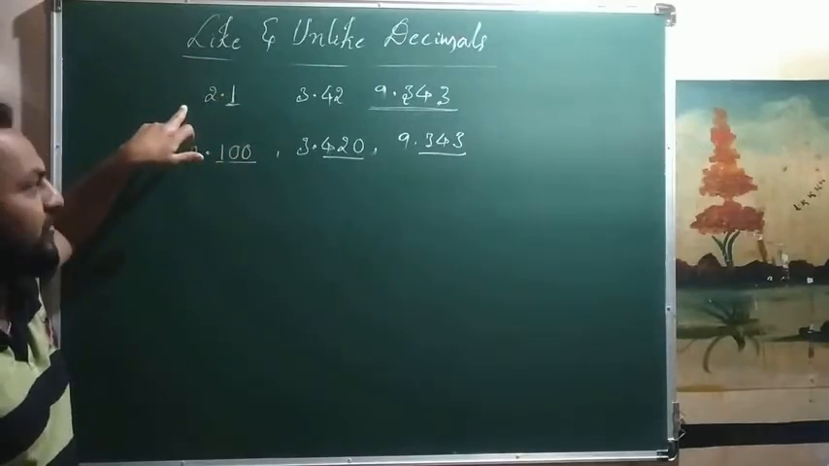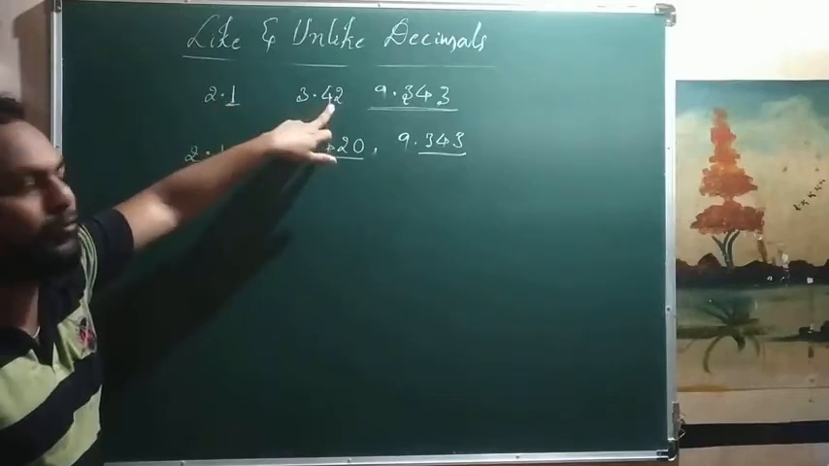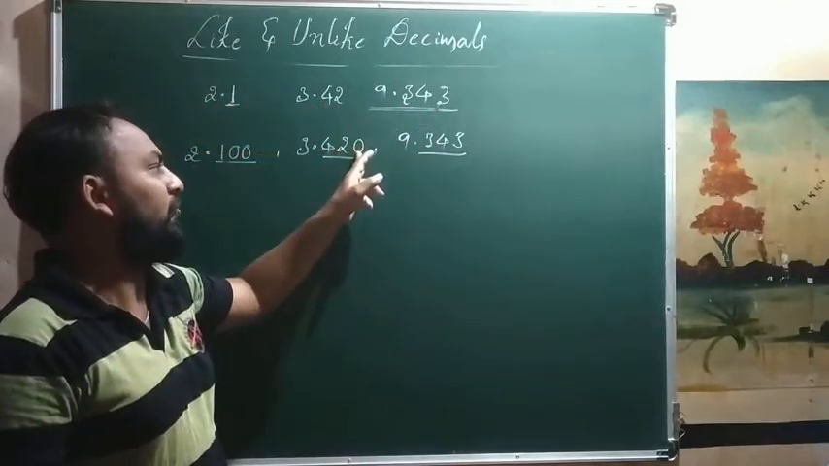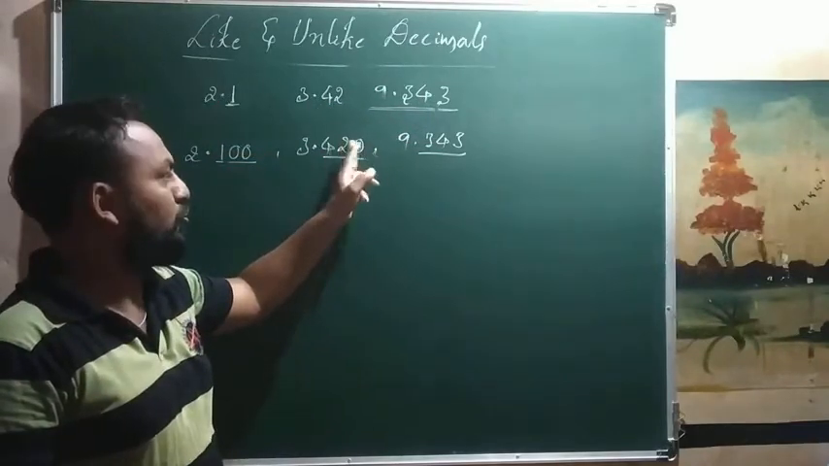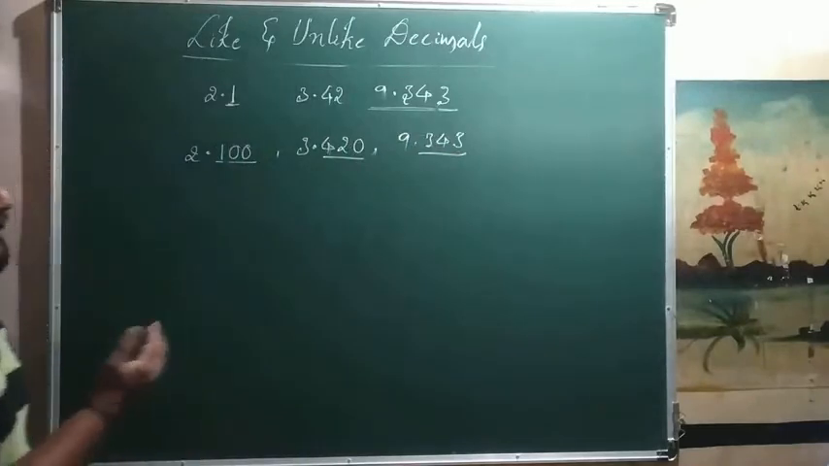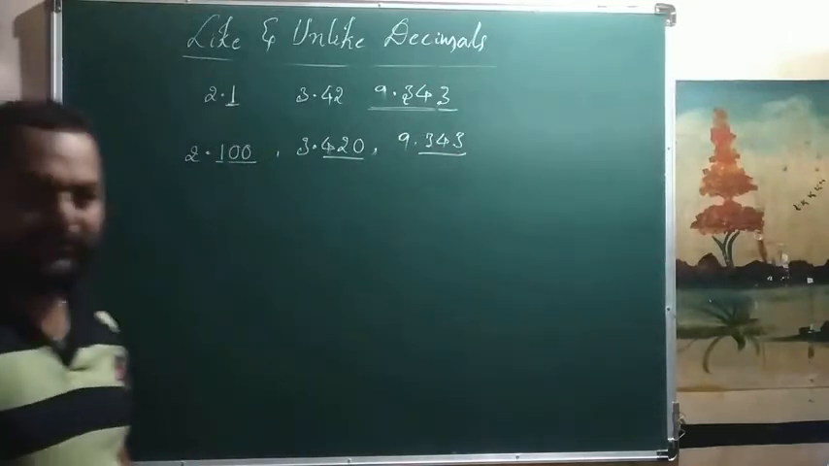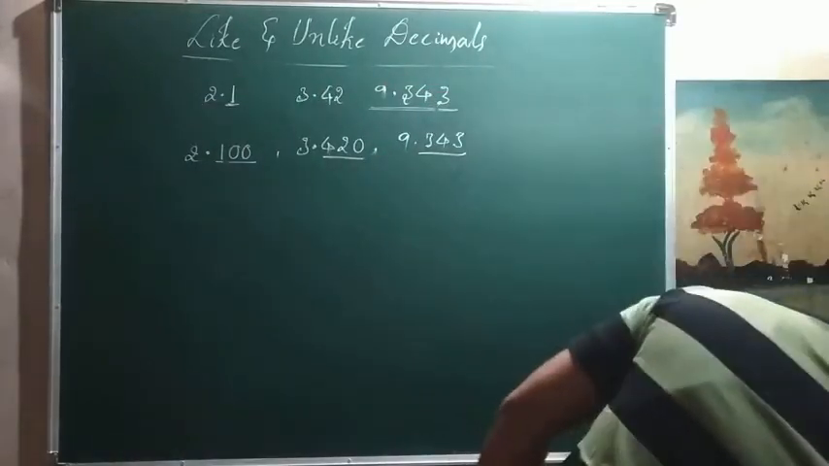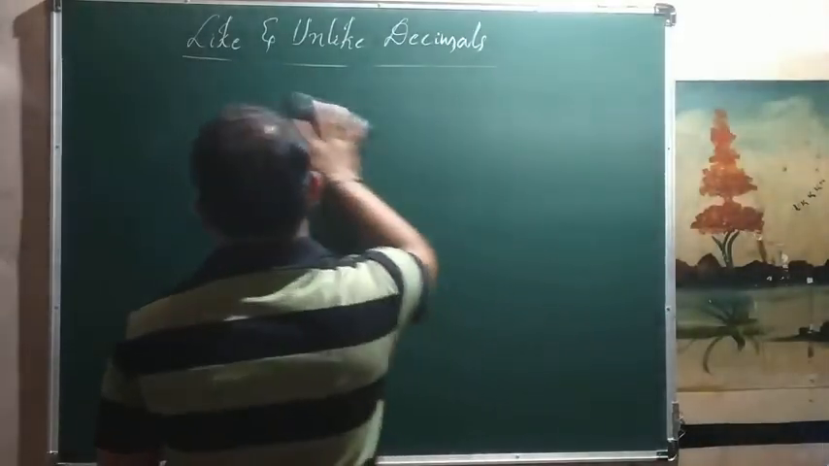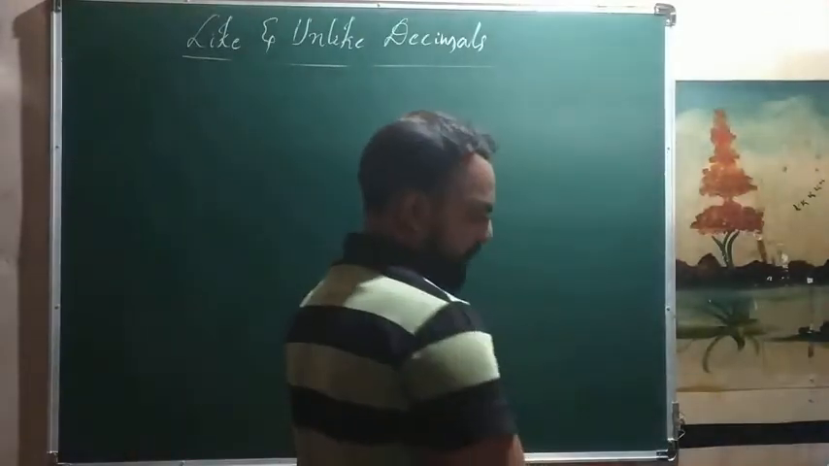To the first number, here only two places. Here, the three places. How many places are there? Here, only 1, 0. 1, 2, 3. And convert unlike decimals to like decimals.